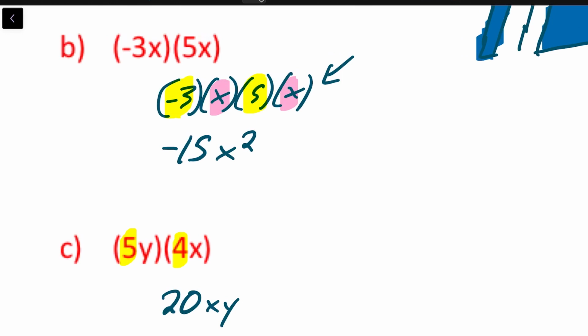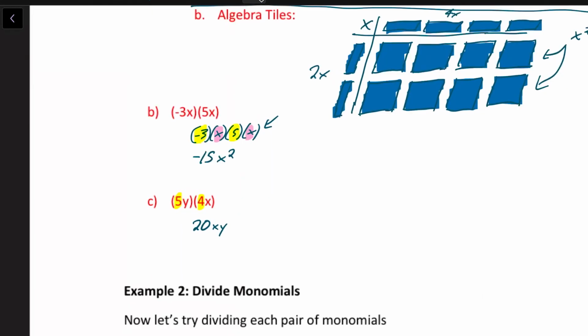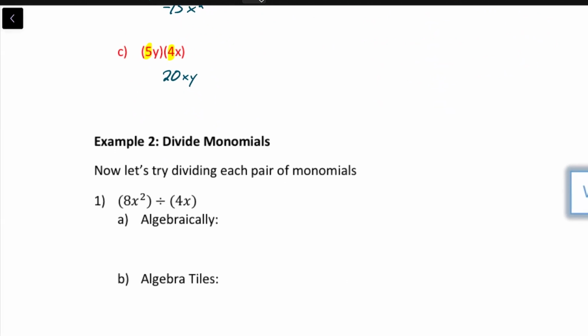It's just best practices, and it will be helpful in the future when identifying like terms. It's helpful that your variables are in alphabetical order. And yeah. All right, so those are your answers. Hopefully you got them all right. If not, make sure you understand where you went wrong.